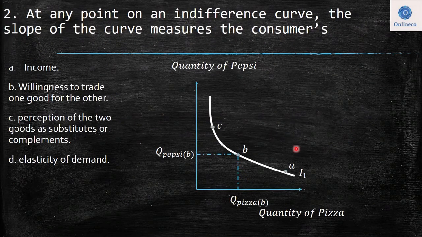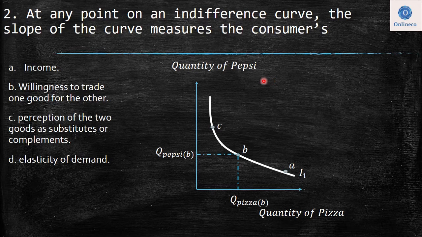Then, at any point on an indifference curve, the slope of the curve measures the consumer's: A, income; B, willingness to trade one good for the other; C, perception of whether the two goods are substitutes or complements; D, elasticity of demand. Then we have here a representation of the explanation of the chapter.